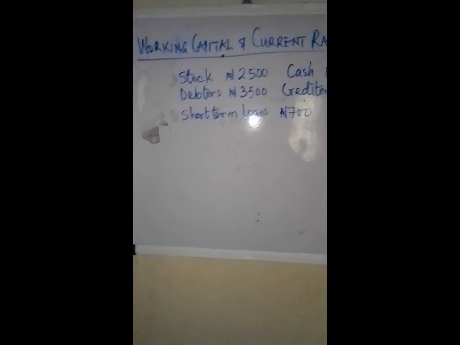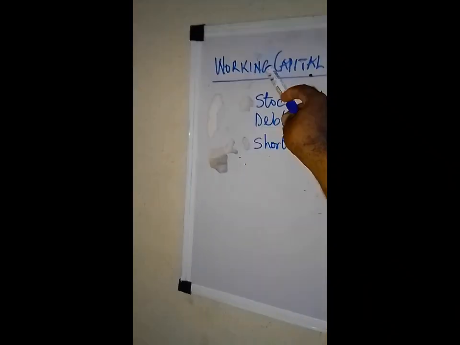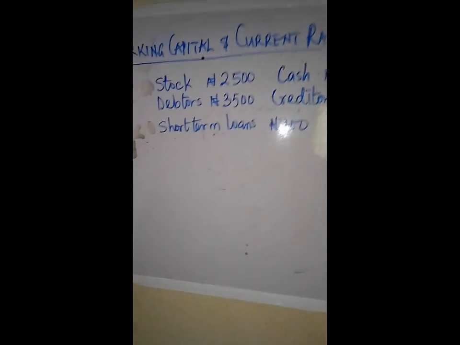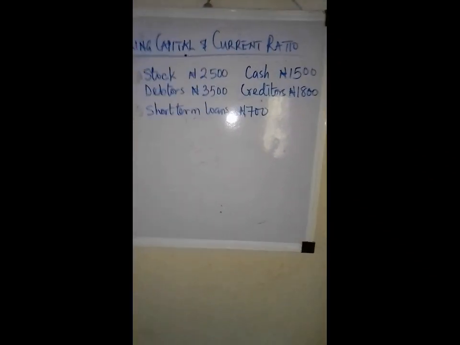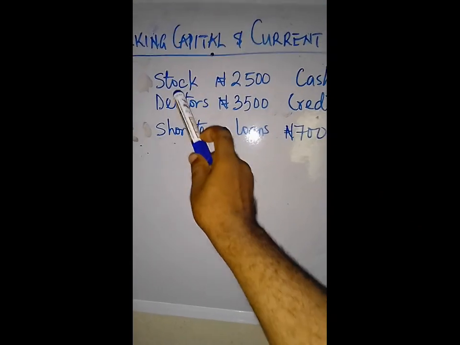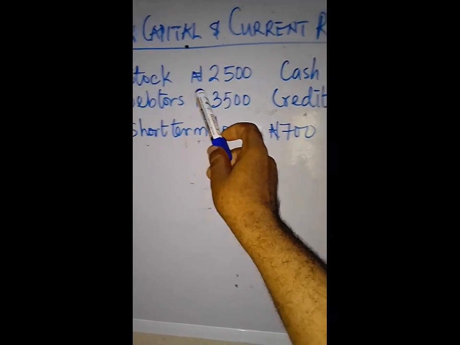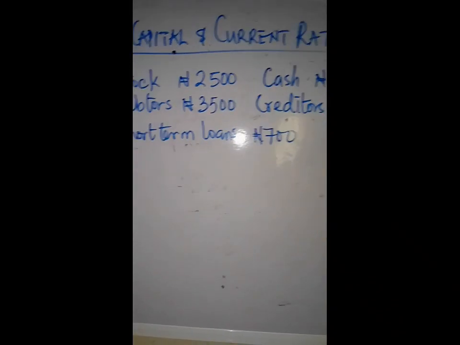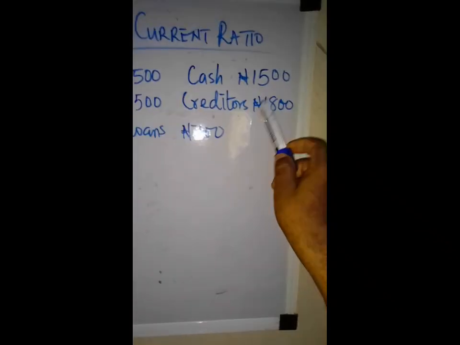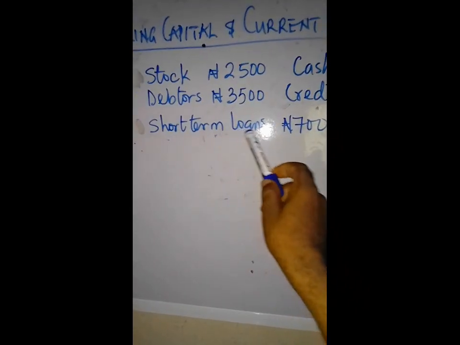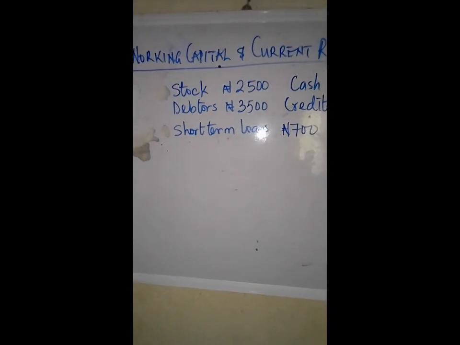Now, in this liquidity ratio, there are two of them that stand out. And these are working capital and current ratio. Now, I'm going to show you how we'll calculate this because it's very important. If you look at this board, I have stock. Let's say in your business the stock is 2,500. You have cash in hand, 1,500. You have debtors, 3,500. Creditors, 1,800. Short-term loans, 700. How do you calculate your working capital and your current ratio?